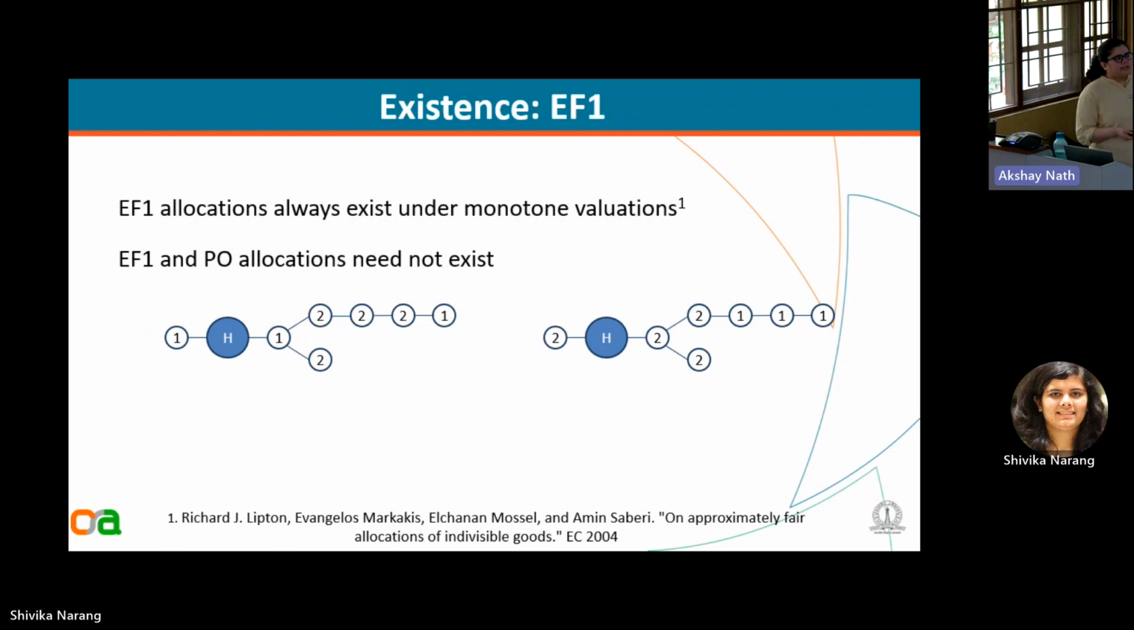These are two EF1 allocations. They have Pareto improvements here. And because anything that is socially optimal must be Pareto optimal, EF1 and SO allocations also need not exist. Again, same graph, right?